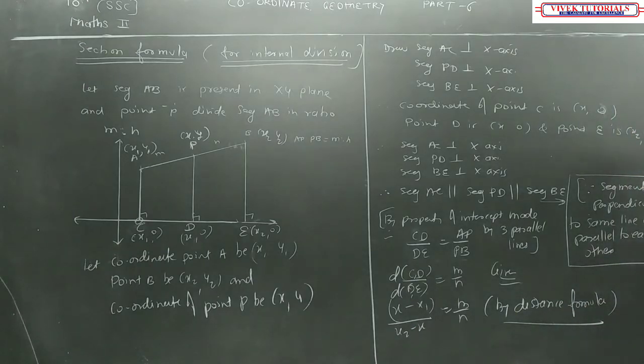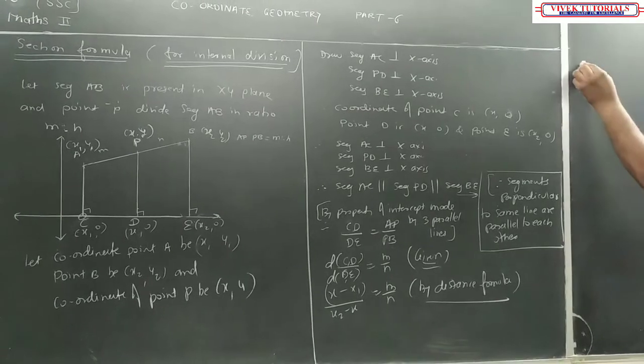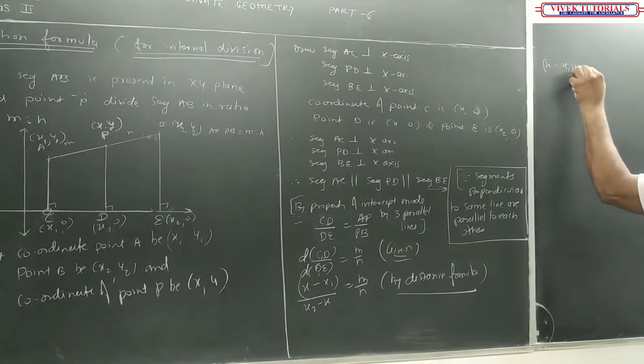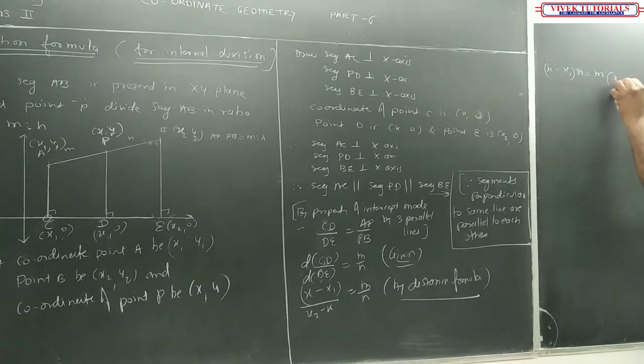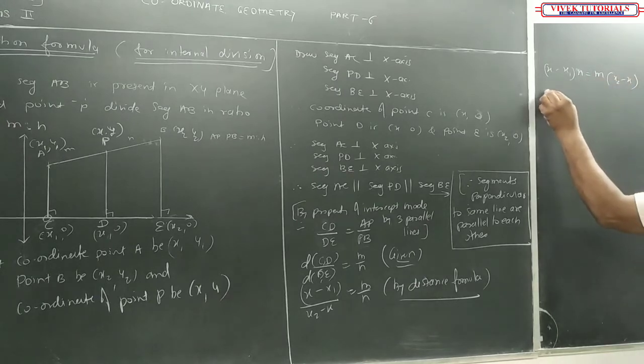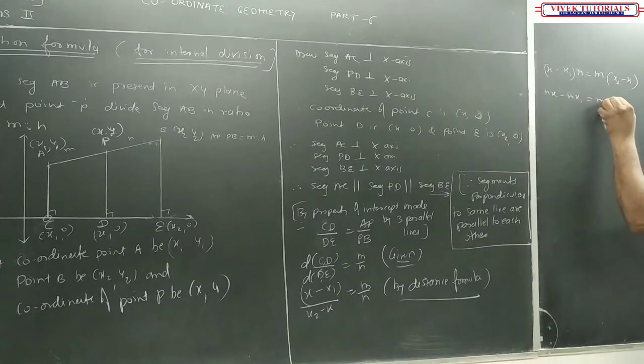Now, if I cross multiply it, cross multiply किया तो क्या होगा मालूम है? x minus x1 को हम लोग n से मल्टीप्लाई करें और n इंटू x2 minus x. So if I multiply, I'll get nx minus nx1 is equal to mx2 minus mx. So I will do one thing.